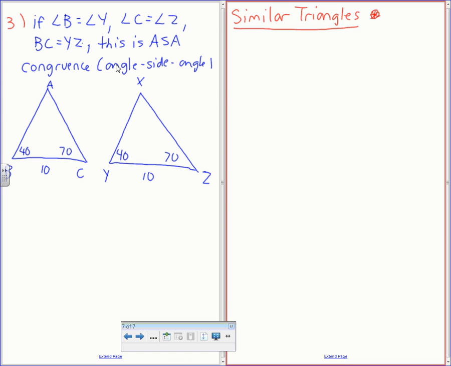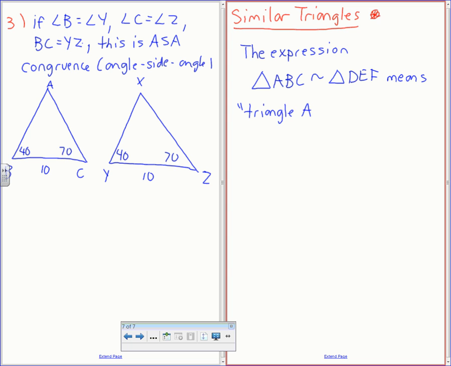We're going to say the expression. I'll use DEF this time, okay? Okay, so it says triangle ABC is squiggly line and DEF. It means that triangle ABC is similar to triangle DEF. Okay?